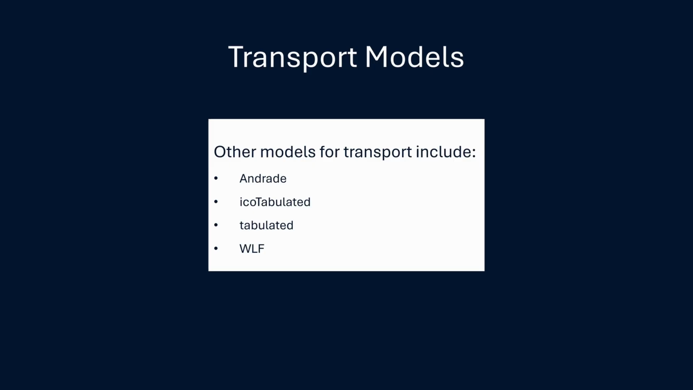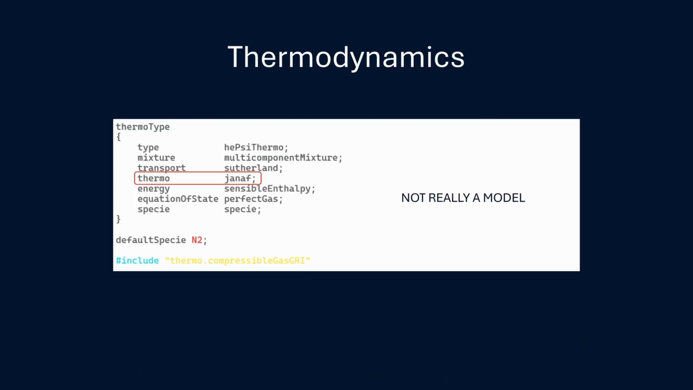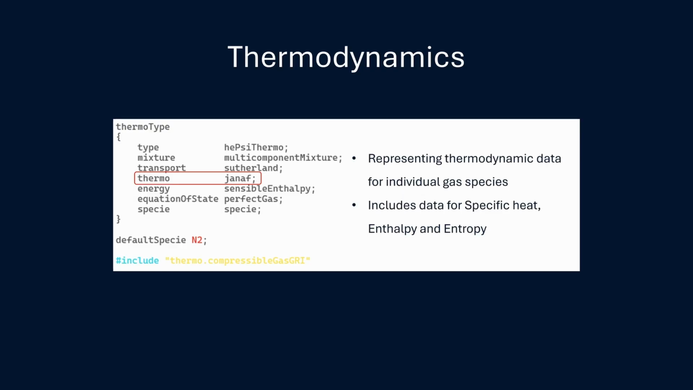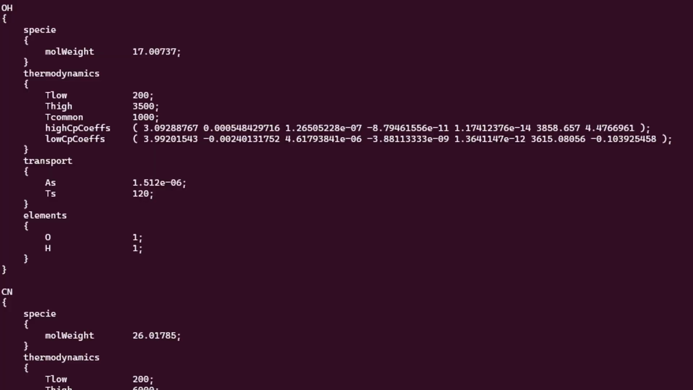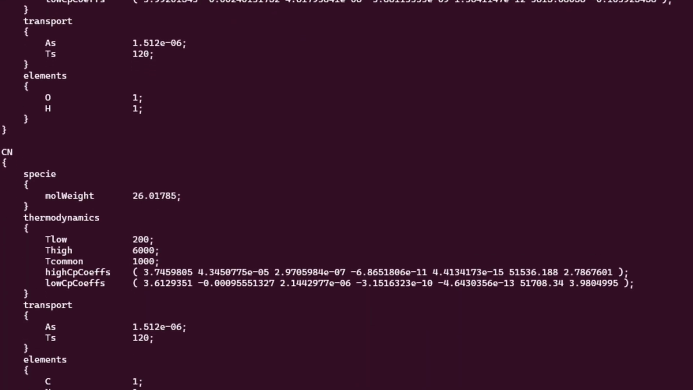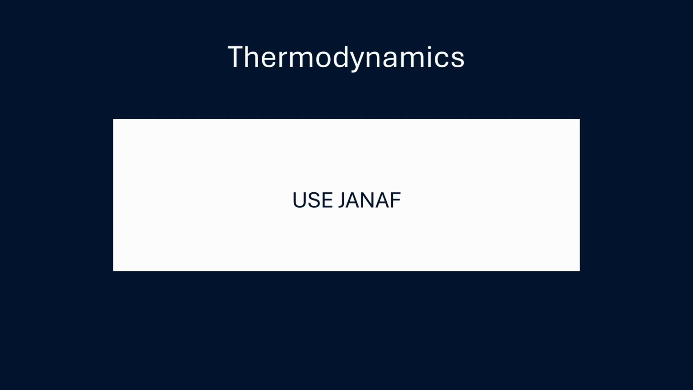You can find information about these readily on this particular website under the classes, class list, foam or the .H files. Talking about thermo, this is not really a model, so to speak. Instead, this is a way of representing the thermodynamic data for individual gas species. This includes data for calculating specific heat, enthalpy and entropy. Take JANAF for example. It contains data about coefficients to calculate the specific heat, enthalpy and entropy, something that looks like this. We can see something like the T low, T high, T common, high CP and low CP. The general advice would be to use JANAF.